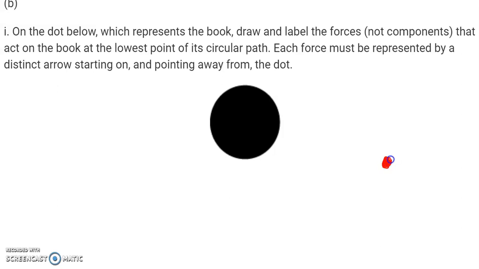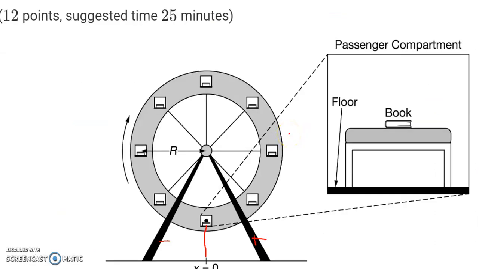Now, this book is undergoing circular motion. For an object to undergo circular motion, there has to be a centripetal force, right? What does centripetal force mean? It means it's a force pointing towards the center. So for all of these to go in a circle, it has to have a centripetal force. That means the net force on all of these points to the center.